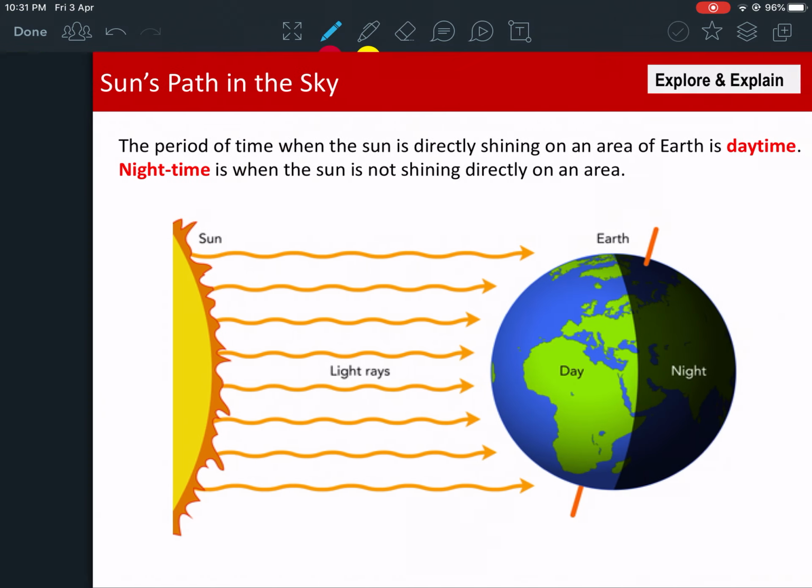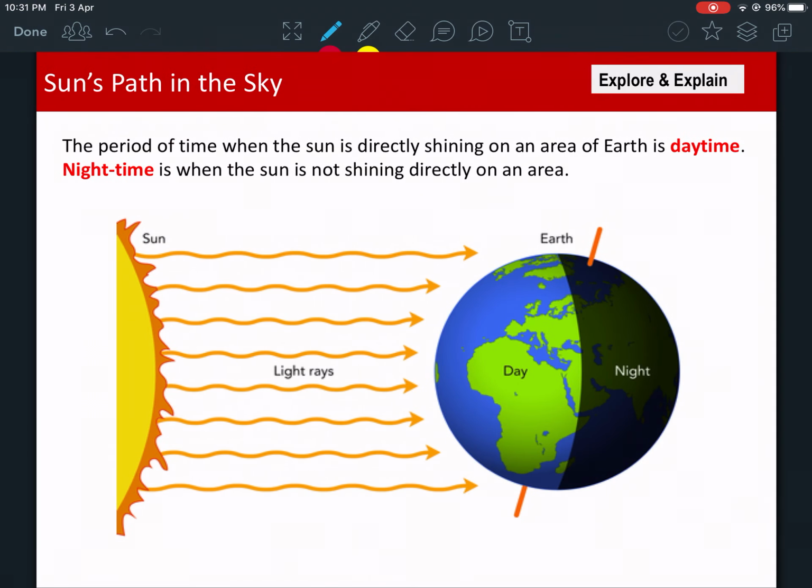Just telling you. Now, the reason we have day and night is because the Earth rotates around itself. The Earth moves around itself once every 24 hours. So once every day, it rotates around itself.